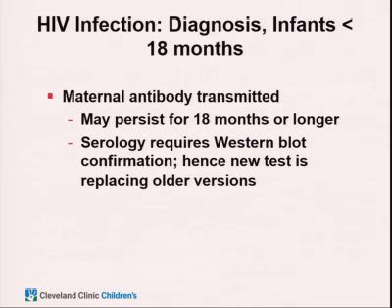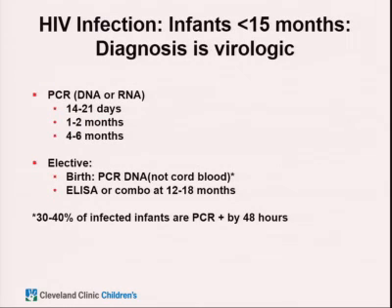Even the Western blot, remember, that's an IgG test. So we do not rely on serology. So in babies less than 15 months, the recommendation is that we do a DNA or an RNA PCR test at 14 to 21 days, at 1 to 2 months, and at 4 to 6 months. And you also have the option of testing the baby with a DNA PCR right at birth.